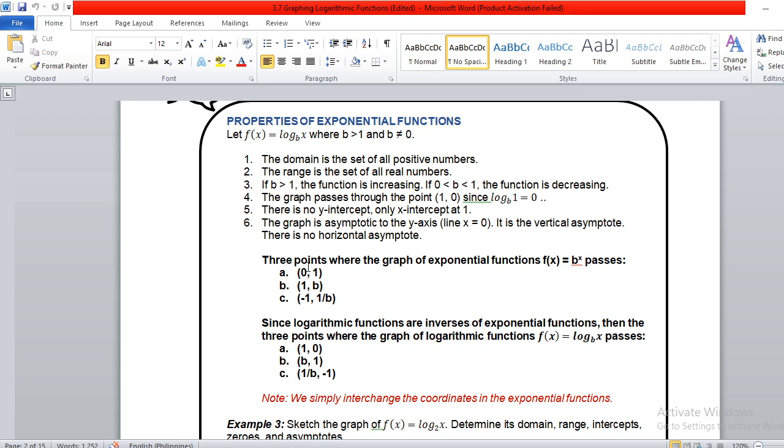So the points are just inverses. Note, we simply interchange the coordinates of the exponential function.